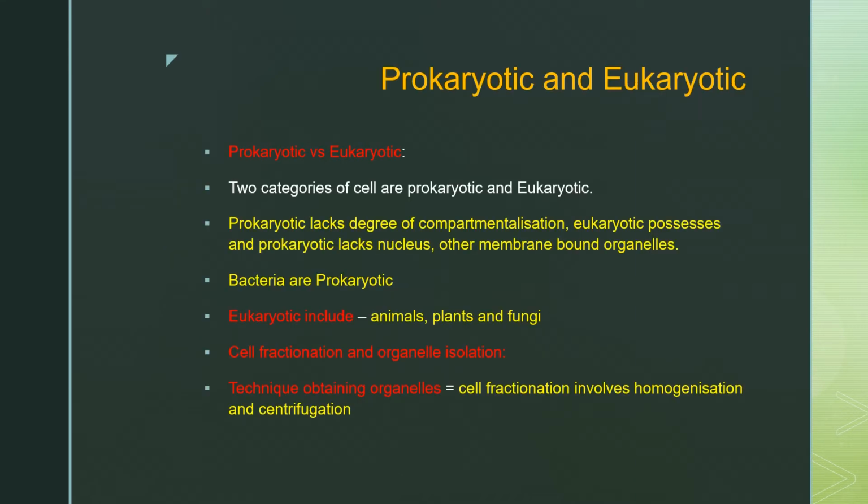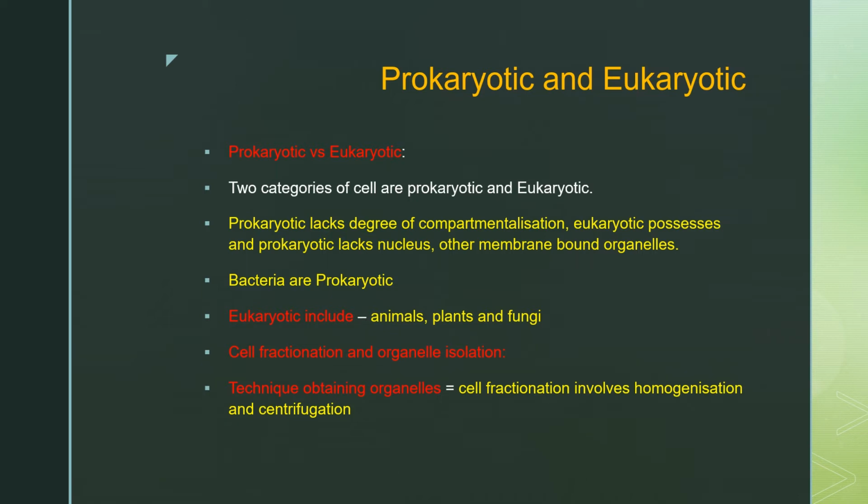So we'll get underway here, shall we? We're going to start off distinguishing between what a prokaryotic and a eukaryotic cell is. There are two categories of cell: prokaryotic and eukaryotic. The prokaryotic lacks a degree of compartmentalization that the eukaryotic possesses. The prokaryotic lacks a nucleus and other membrane-bound organelles. We will get onto this. Bacteria are prokaryotic cells, but eukaryotic include animal, plants, and fungi cells. So prokaryotic: bacteria; eukaryotic: animal, plants, and fungi.